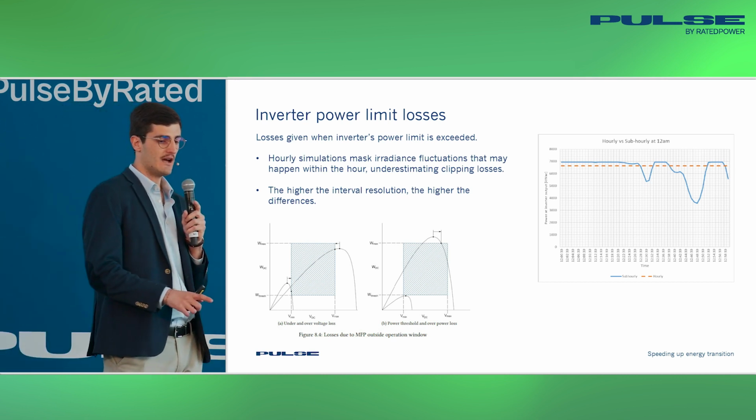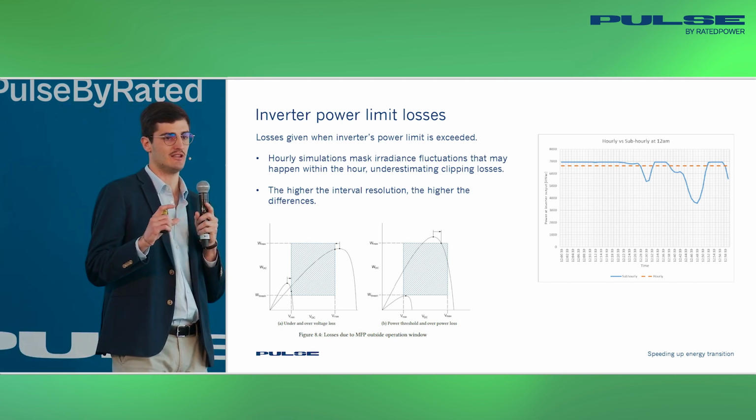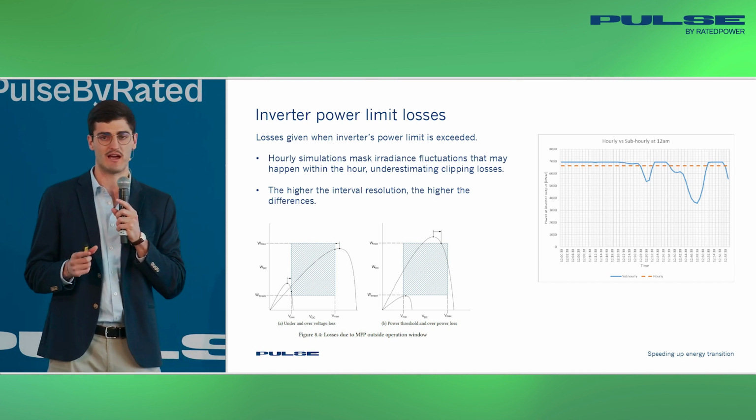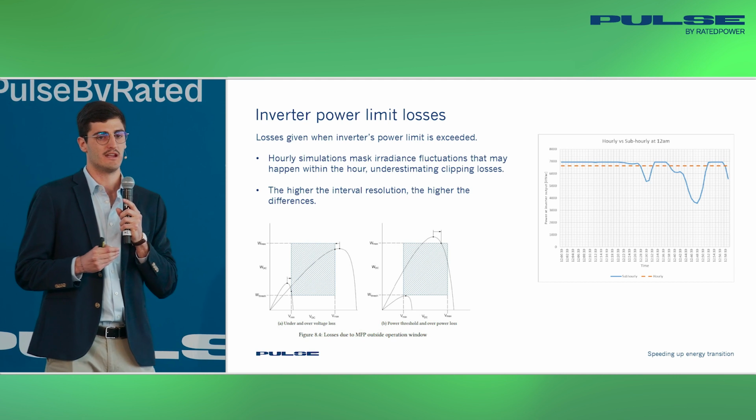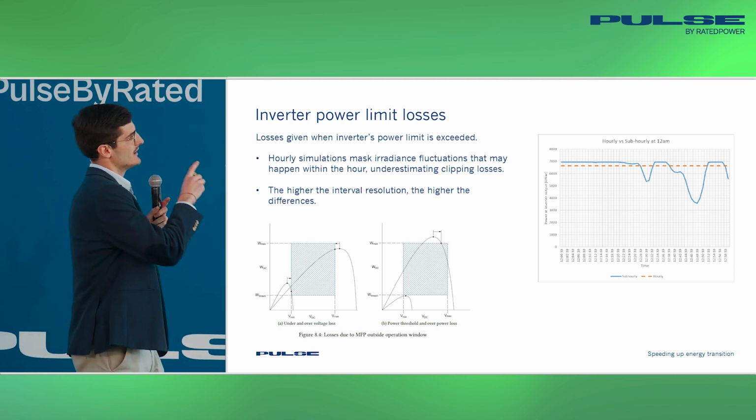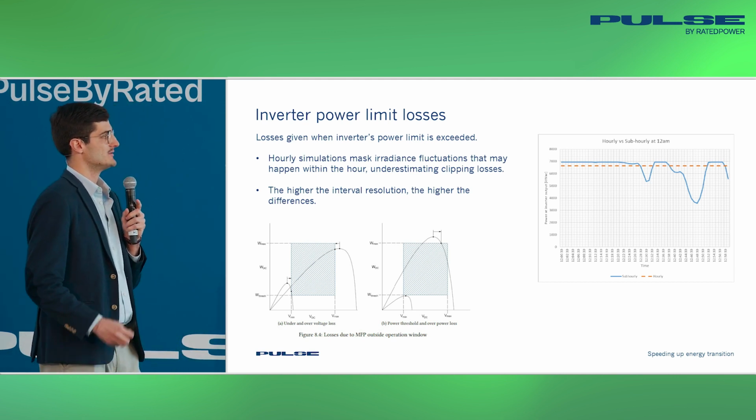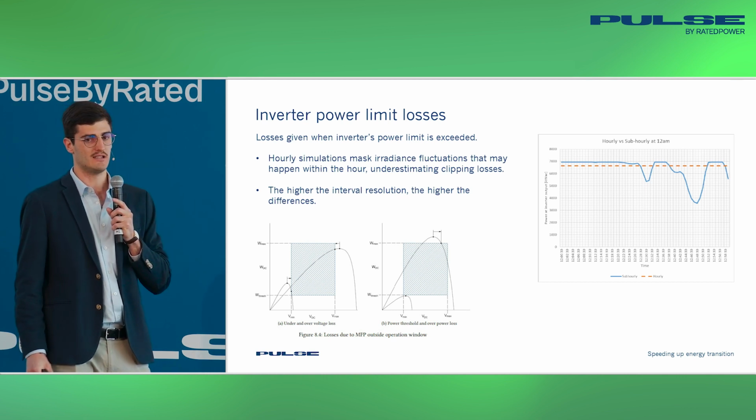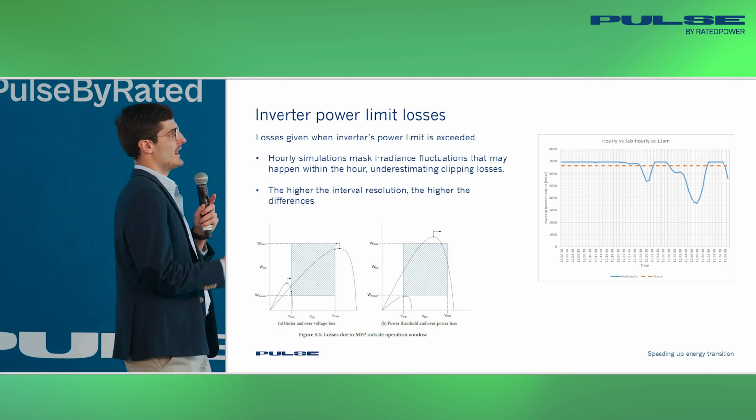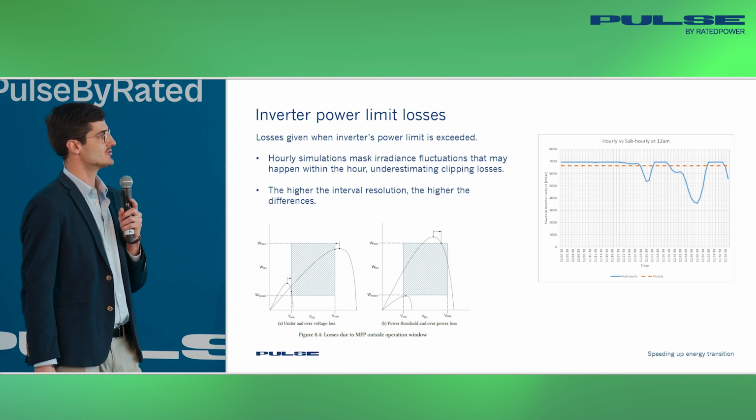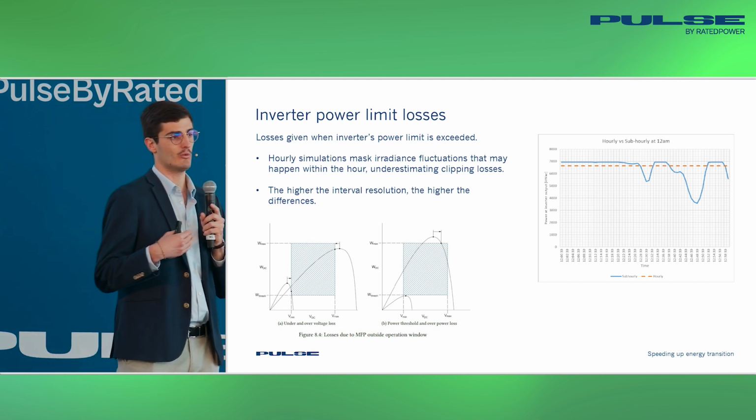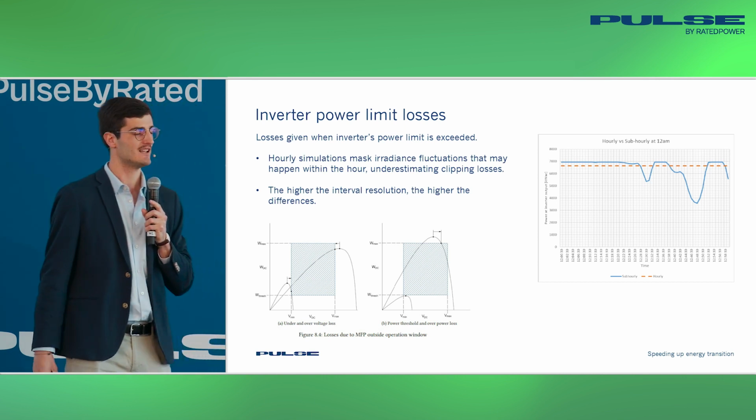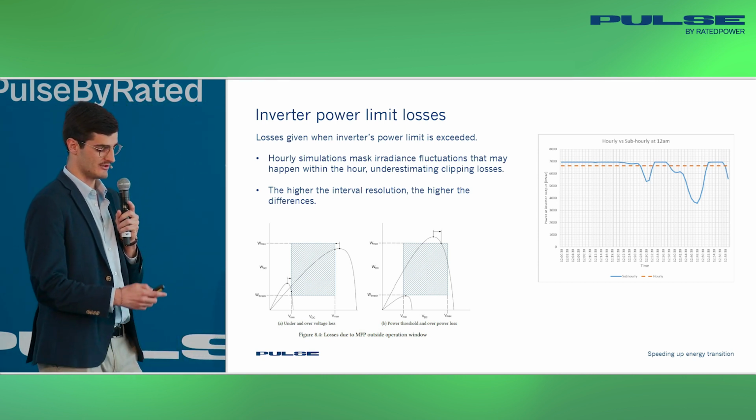But for the hourly simulations, if we are averaging the amount of irradiance that we have within that hour, we may be thinking that we will not incur into any loss. So that will be the orange line, which is below the maximum power that the inverter accepts. And that's why always for sub-hourly simulations, we will get lower clipping losses than with hourly simulations.